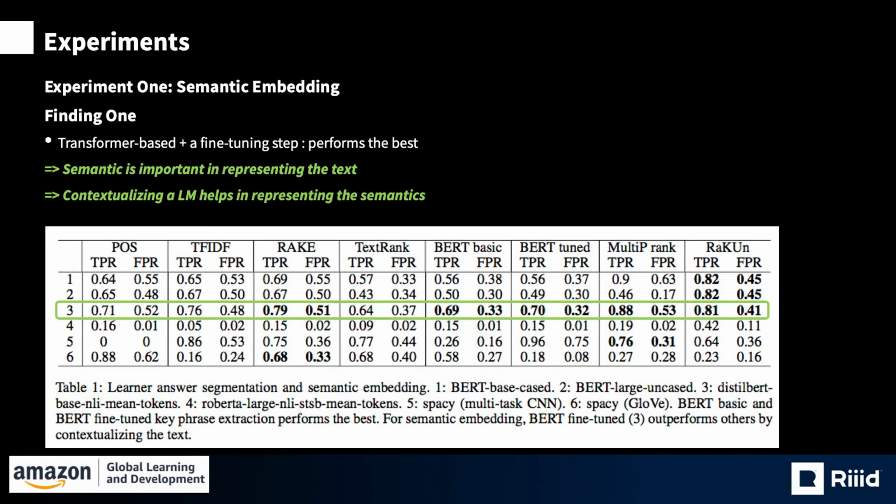is derived with different segmentation methods. What we found is that a transformer-based language model with a fine-tuning step has the best performance across different segmentations. It indicates that semantics is a really important feature compared to statistical features and graphical relationships between phrases. Furthermore, contextualizing a language model with a similar application, let's say a fine-tuning step on a similar task, could improve the semantic accuracy compared to the other language models.